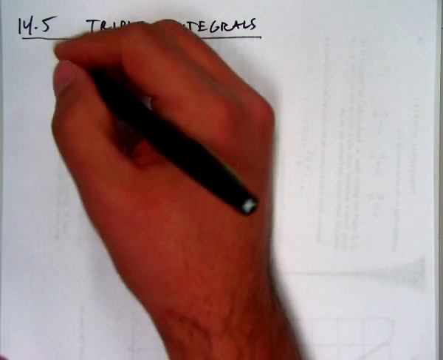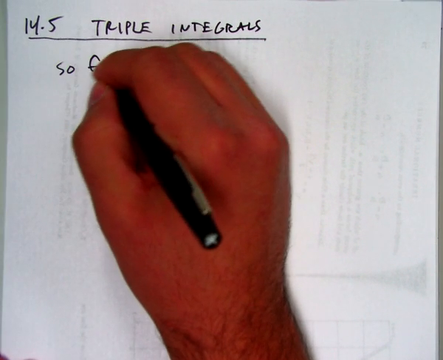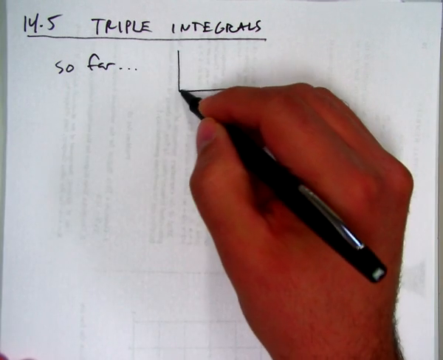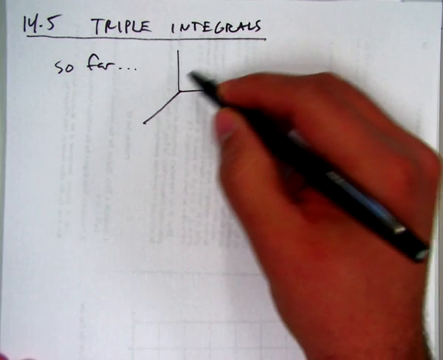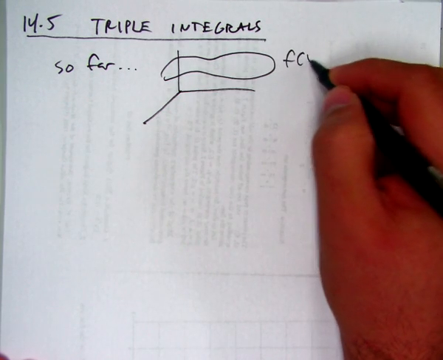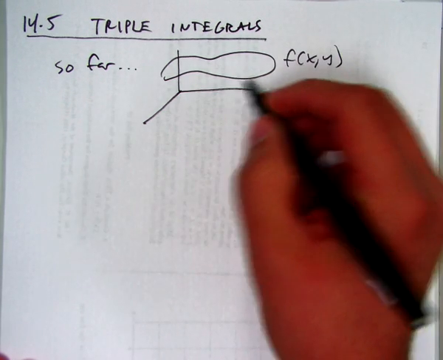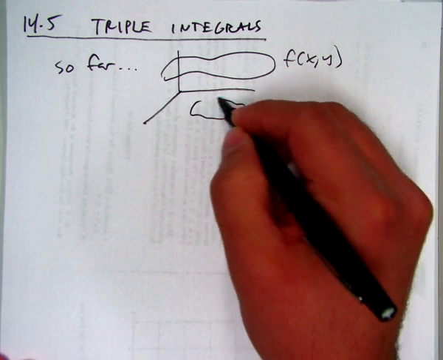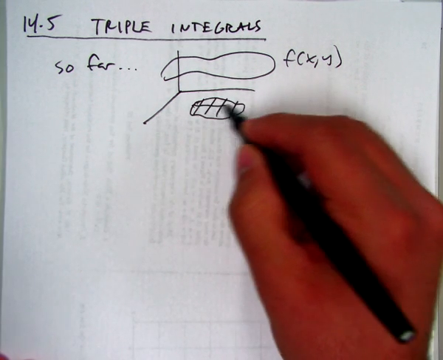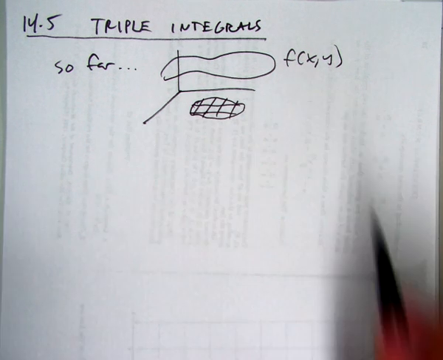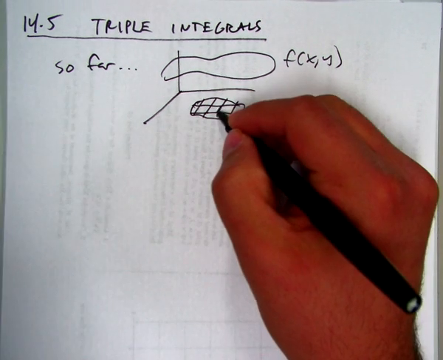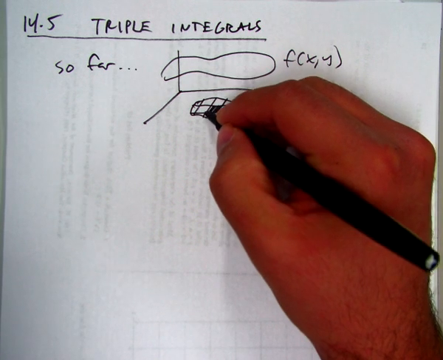So here's what we've done so far. If you have some function up here, and we have a region down here, we talked about how we can divide the region, and we looked at one of these little rectangles, made a little parallelepiped.